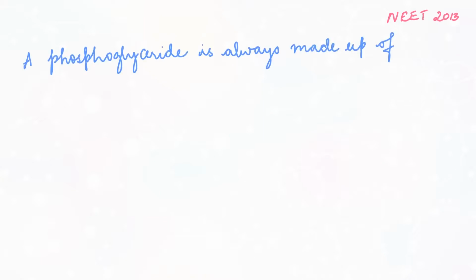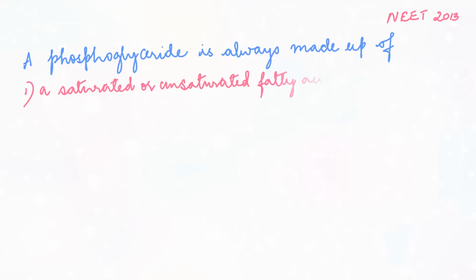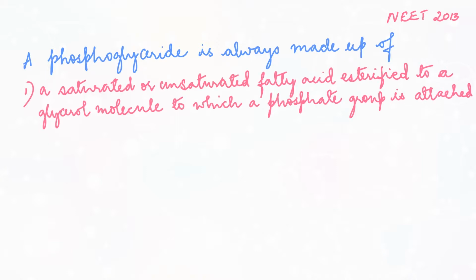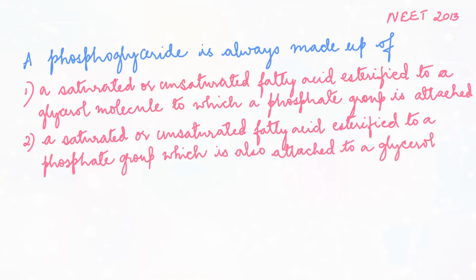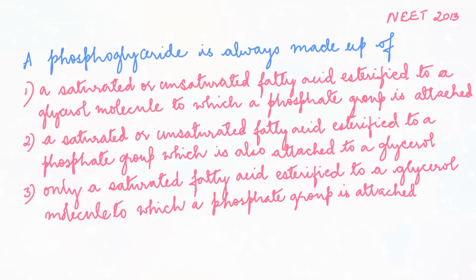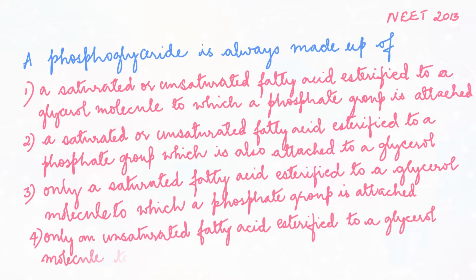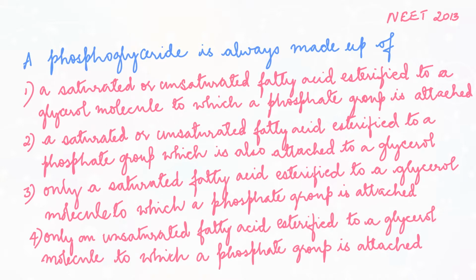Let's move on to the question from NEET 2013. A phosphoglyceride is always made up of a saturated or unsaturated fatty acid esterified to a glycerol molecule to which a phosphate group is attached. A saturated or unsaturated fatty acid esterified to a phosphate group which is also attached to a glycerol. Only a saturated fatty acid esterified to a glycerol molecule to which a phosphate group is attached. Only an unsaturated fatty acid esterified to a glycerol molecule to which a phosphate group is attached.